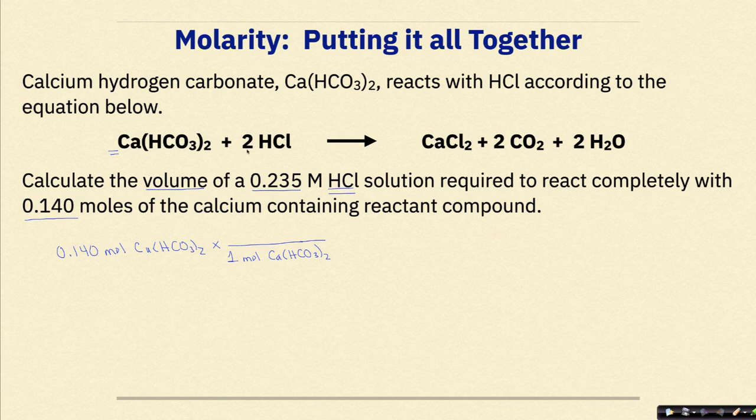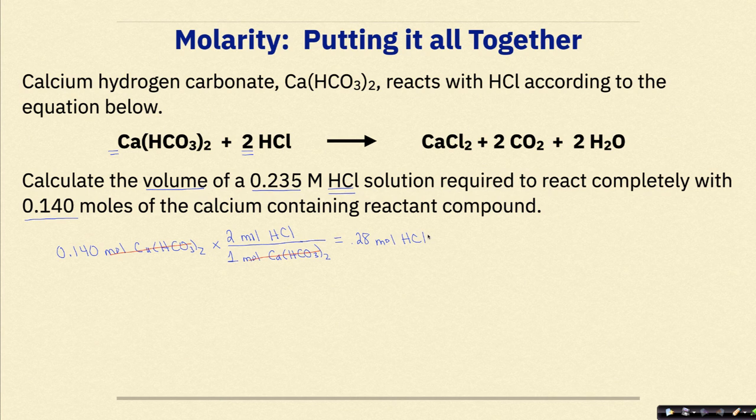And then I notice there is a 2 coefficient in front of the HCl. So 2 moles of HCl, because I need to get to moles of HCl. So moles of Ca(HCO3)2 cancels moles of Ca(HCO3)2. They cancel each other basically. So when I work this out, I'm going to get 0.28 moles of HCl.